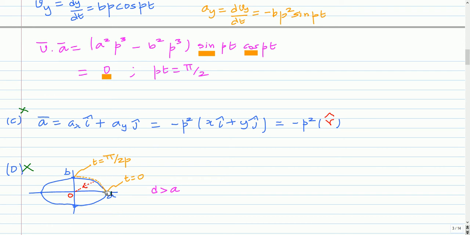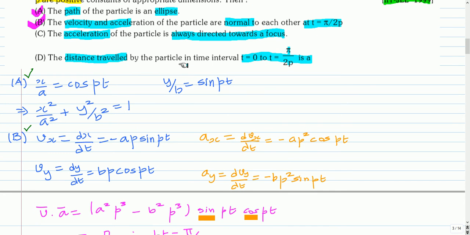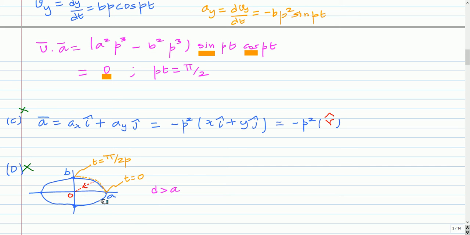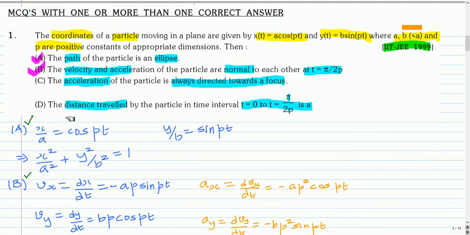So the distance traveled is this arc length, which is greater than the straight line joining a and b. The straight line joining a and b, let's call it d. That d is greater than a, because d is the hypotenuse of this right angle triangle, and this arc length is still greater than this straight distance. So the path distance is greater than d. So option D is also not true, because the distance traveled is greater than a, because a is this distance. So the correct options are A and B.